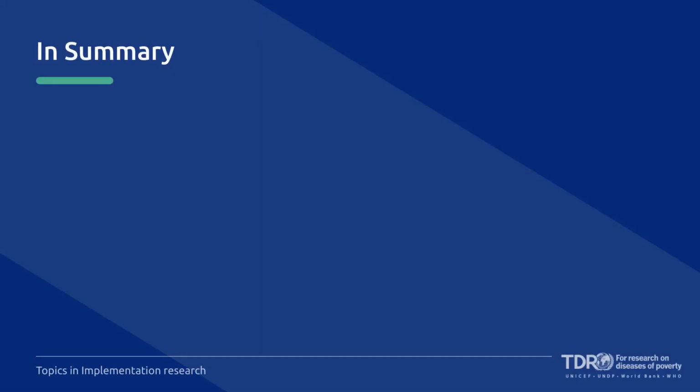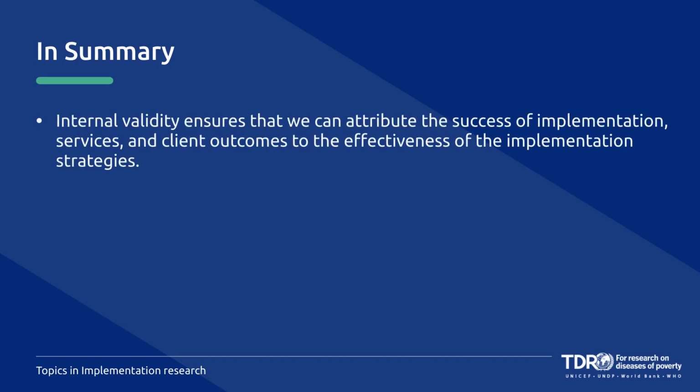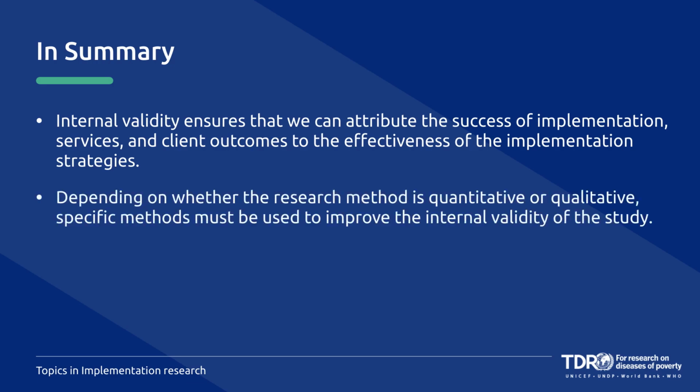Let's recap on what we have learnt in this chapter. Internal validity ensures that at the end of conducting an implementation research study, we can attribute the success of our implementation, services, and client outcomes, and ultimately the effectiveness of the evidence-informed intervention, to the effectiveness of the implementation strategies. Depending on the research method used, quantitative or qualitative, it is important to ensure that specific methods are used to improve the internal validity of your implementation research.